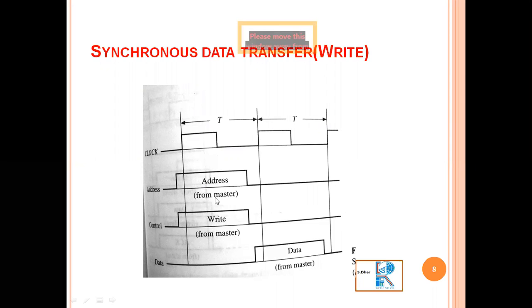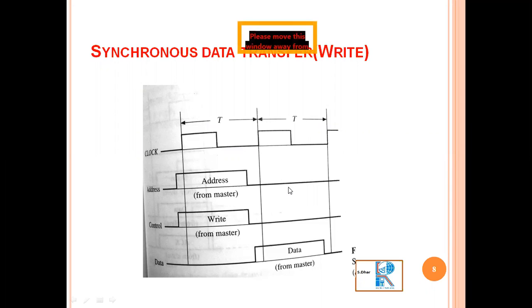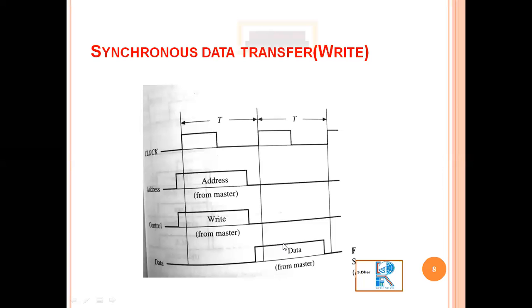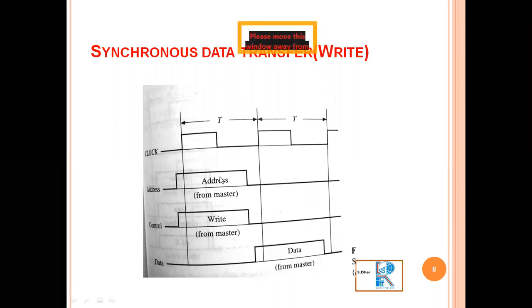Clear? And after the generation of these two signals, when the device is ready, in the next time period from the master, data will be given. These data will be written to the particular address in the slave. So it all comes from the master. In the previous case, this one was from the slave because that was the read operation. As this is a write operation, this data also comes from the master. Master will give the data and will give the address and give the write signal. That means the data should be written to the particular IO device or memory location, and the signal is write. That means it should be written.